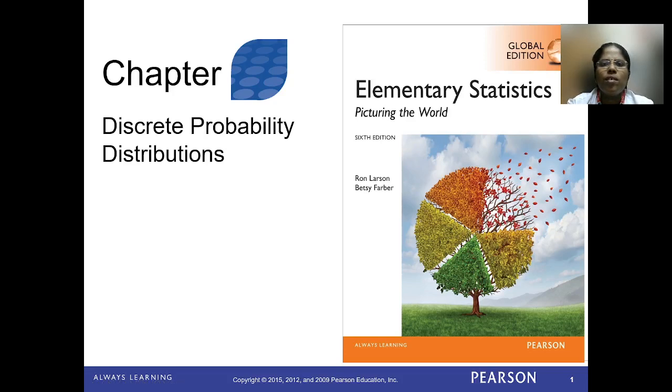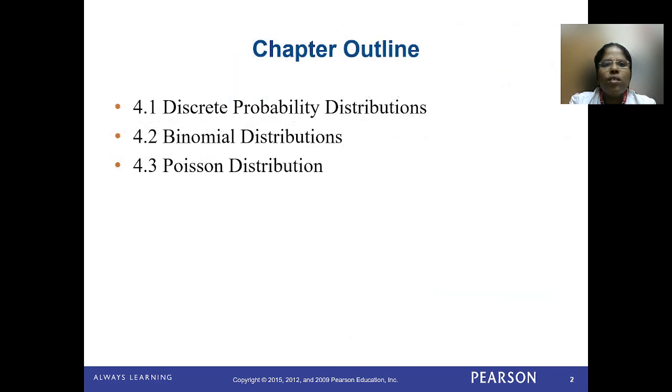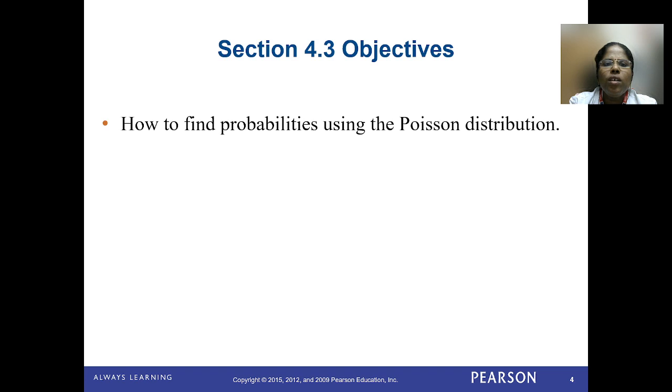Dear students, today we are going to see another distribution under discrete probability distribution, which is Poisson distribution. In the previous class we saw the binomial distribution. I hope you understood it well and finished all the homework related to the problems in binomial distribution. Today I am going to explain the Poisson distribution. In our presentation, today's objective is how to find probabilities using the Poisson distribution.